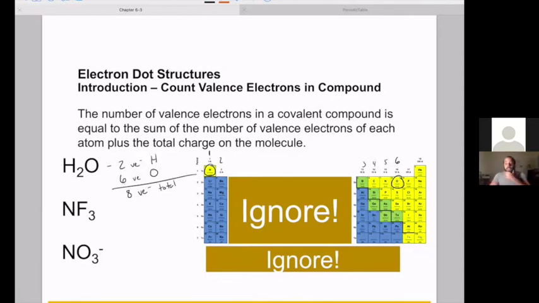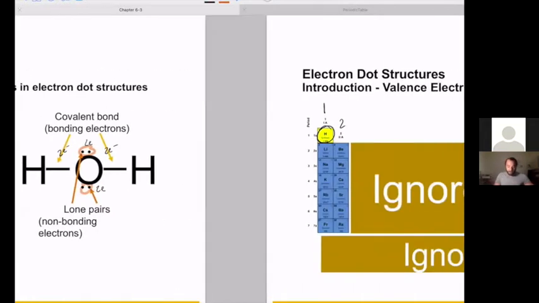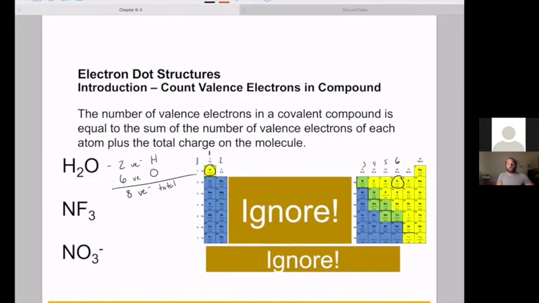Okay? This is the skill that we need. We need to be able to both count by looking at the Lewis dot structure. We also need to be able to calculate it based on just the molecular formula, because the goal is to go from molecular formula to Lewis dot structure and eventually to the actual 3D geometry of any particular compound. Okay, so for water, we say it has 8 valence electrons total.